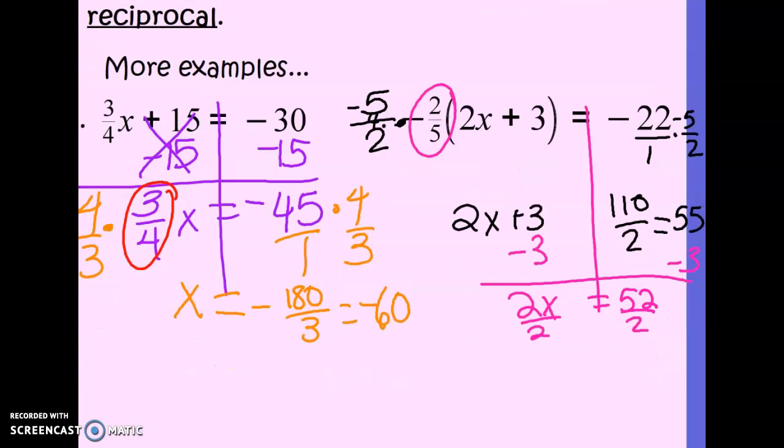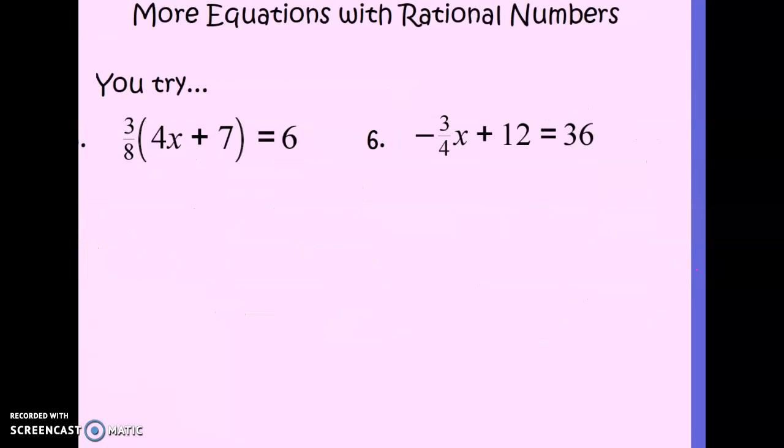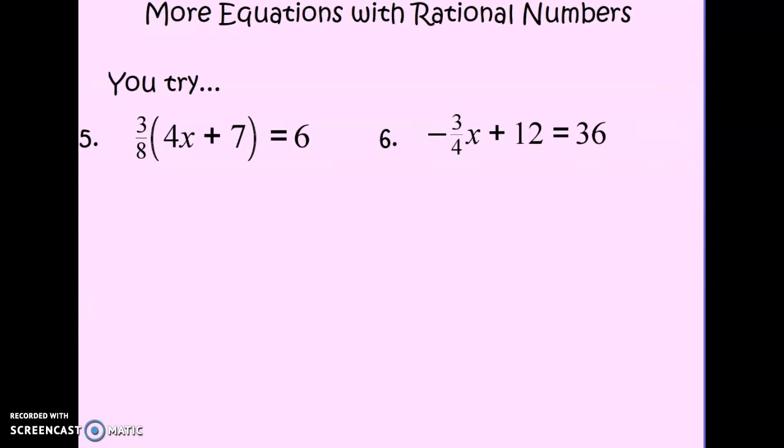Okay, and that's going to leave me with x equals 26. These two problems I wanted you guys to do on your own. You can pause the video, do them on your own, and then come back and check your answers. That way you know if you're where you need to be with this concept. So go ahead and pause it, and then when you come back, I'll be working the problems out.